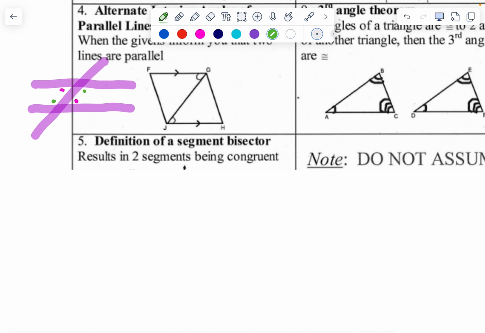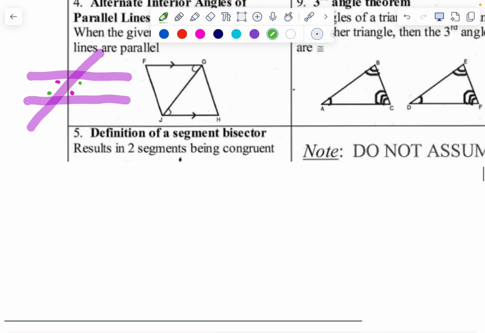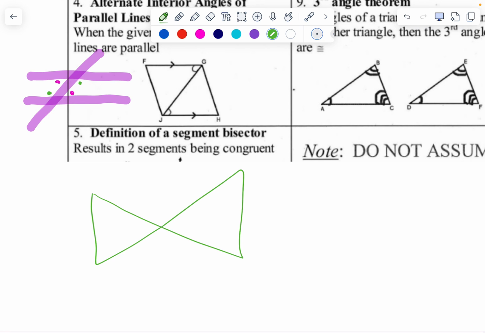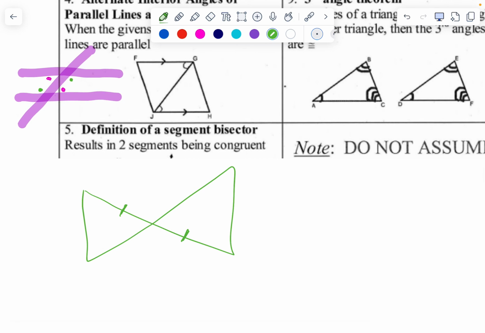And then definition of segment bisector. It looks like mine got cut off here. Segment bisector. Your picture looks something like this. Let's do a little bit better job there. If you're told that something bisects a segment, remember it splits it into two congruent halves. Just don't assume both ways. So if you look at your picture, only one set of the legs are marked. This set we can't assume is also split, bisected. It might sometimes tell you that, but don't assume it.